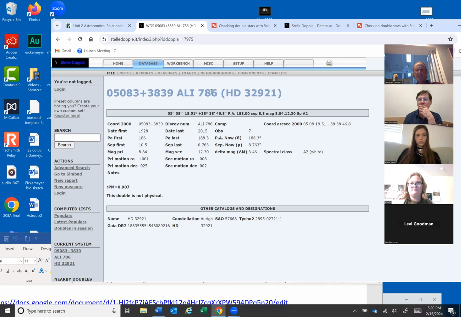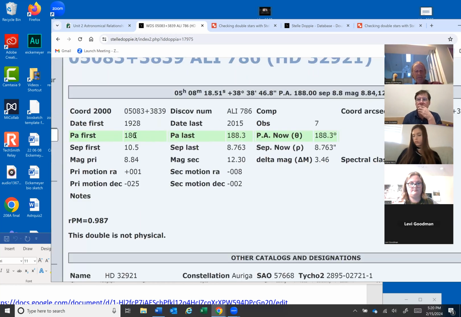And so this is what's going to pop up. This is going to be a more detailed look at each individual binary star system. And so this will show us some important information. What we're looking for here, this is our angle. Okay, so this is the angle, and we want to see that it's changed somewhat since the last observation. The last observation was in 2015. The first one was in 1928. And here's the separation. For the first observation is 10.5 arc seconds, and the separation for the last one is 8.7. So there's a fair amount of change there.